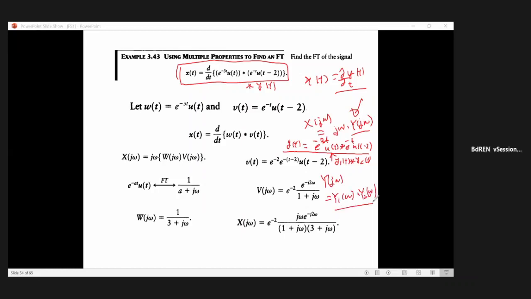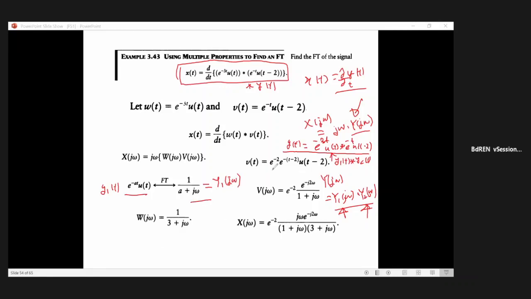Convolution will result in a multiplication in the frequency domain. Then your problem is simplified in this way: you need to find the Fourier transform of y1(t) and the Fourier transform of y2(t). We represented y1(t) equal to e^(-t)u(t) and y2(t) equal to e^(-t)u(t-2). So this is your y1(t), and this is your Y1(jω). So your Y1(jω) is obtained.